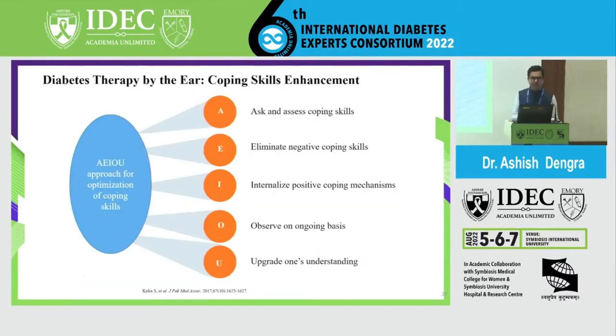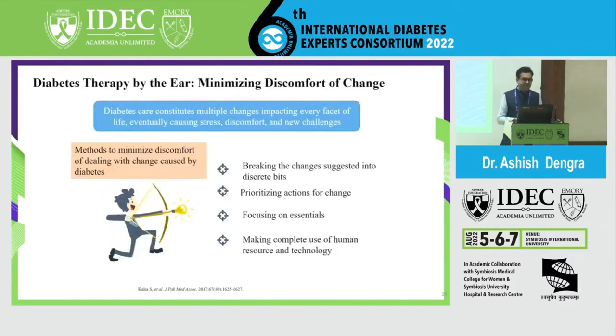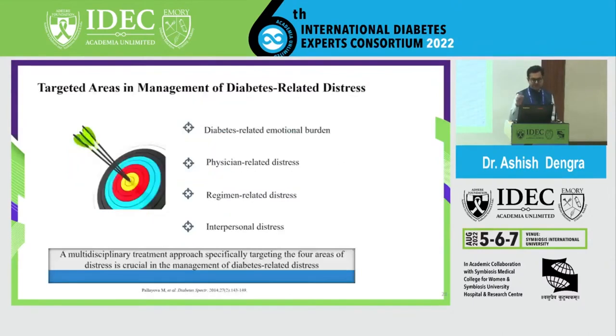There is an AEIOU approach for the therapy, and that is: ask and assess coping skills, A; eliminate negative coping skills, E; internalize positive coping mechanisms, I; observe on an ongoing basis, O; upgrade one's understanding, U. So the AEIOU mechanism can be used for therapy, and for minimizing the discomfort of change, you require breaking the suggested changes into discrete bits, prioritizing action for change, focusing on essential parts, making complete use of human resources and technology. So methods to minimize the discomfort of dealing with change caused by diabetes are simple. You have to train them in these areas.